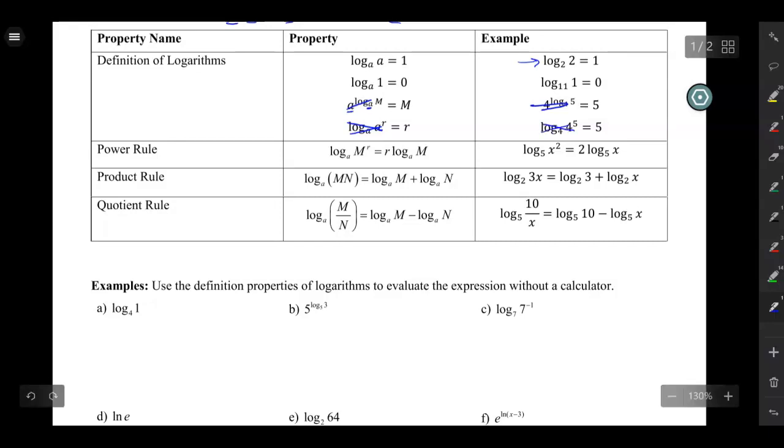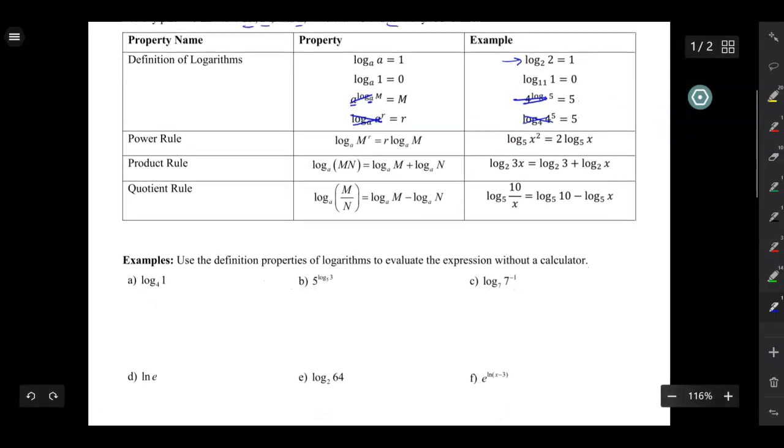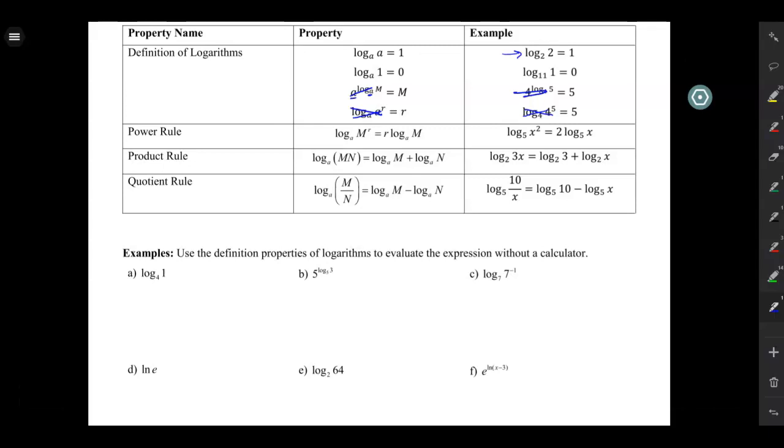So we are going to go ahead and use these properties really fast to do some simplifying, okay? And then we're going to come back and talk about the power, product, and quotient rule. So I'm going to go ahead and zoom out so that we can see the properties and the examples that we want to do.